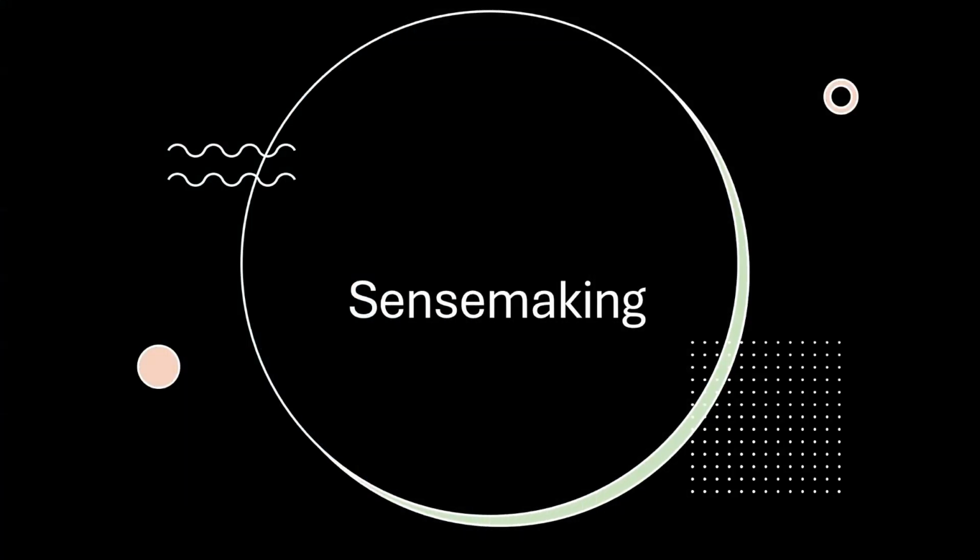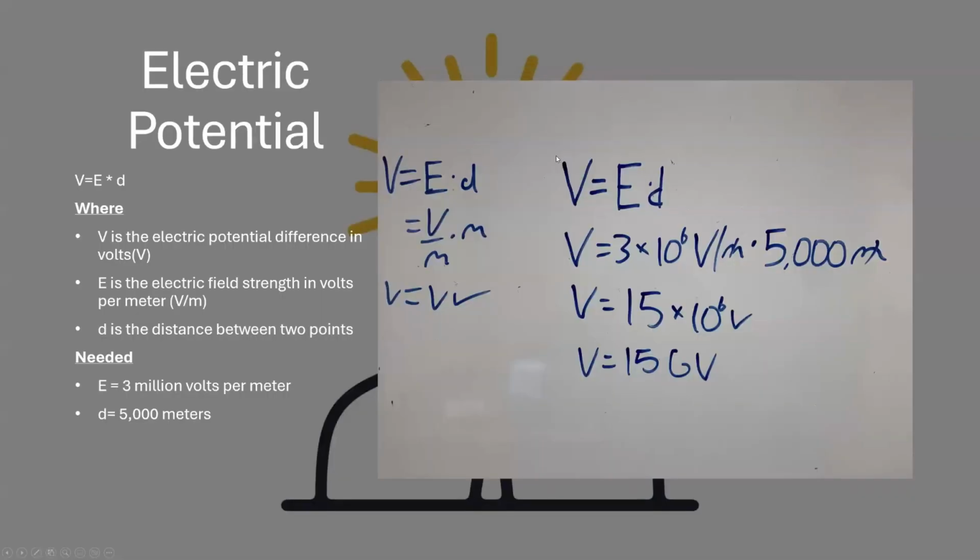All right, let's go ahead and look at the sense-making part of this project. First, let's look at the electric potential. When we calculate electric potential of a lightning strike, we can use the concept of electric potential difference between 2 points in an electric field. The electric potential difference, or voltage, is given by the formula V equals E times D, where V is the electric potential difference, E is the electric field strength, and D is the distance.